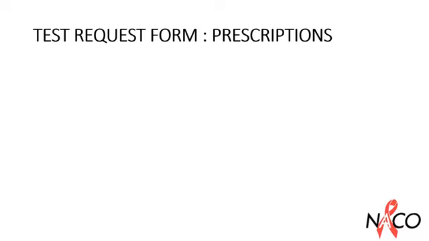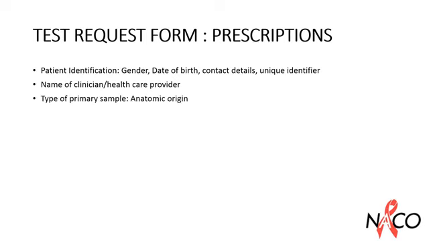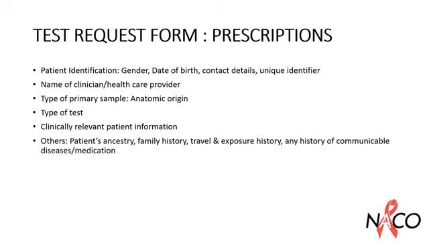Every request for a test by the clinician should be accompanied by a written form which includes patient identification, gender, date of birth, contact details, and unique identifier of the patient, the name of the clinician or healthcare provider, the type of primary sample, and where relevant, the anatomic site of origin, the type of test requested, and clinically relevant patient information. It can also include information about the patient's ancestry, family history, travel and exposure history, any history of communicable diseases, or medication.